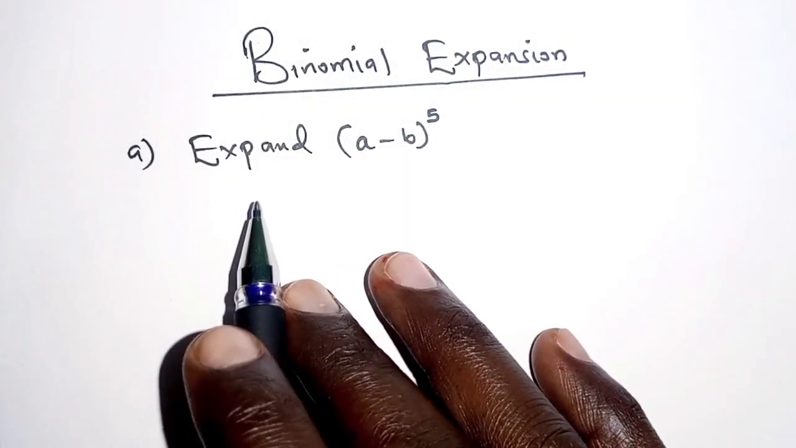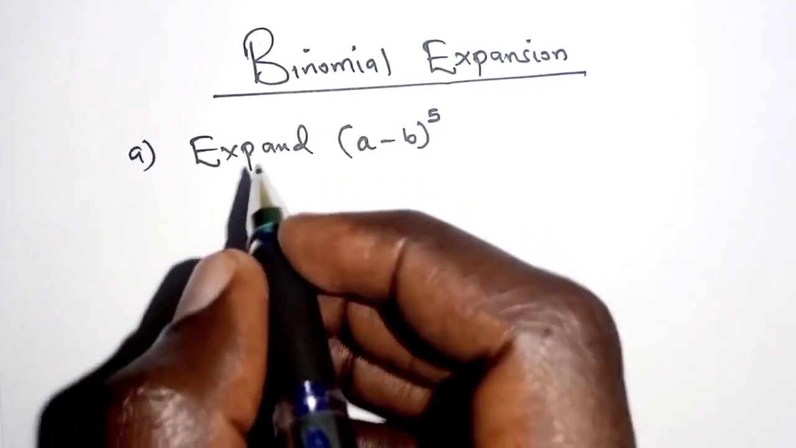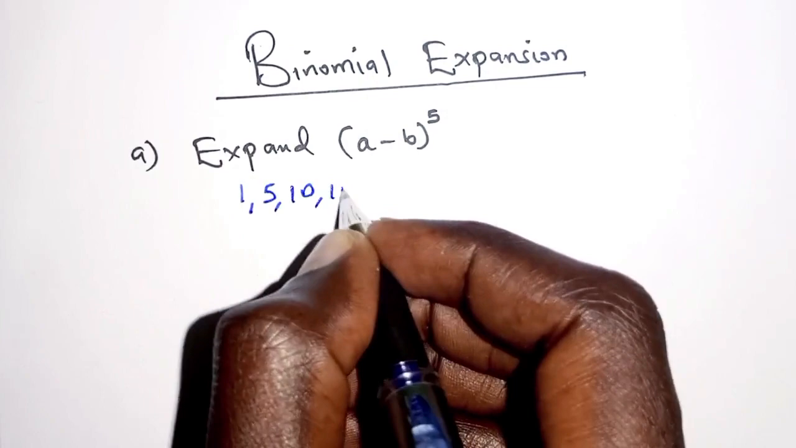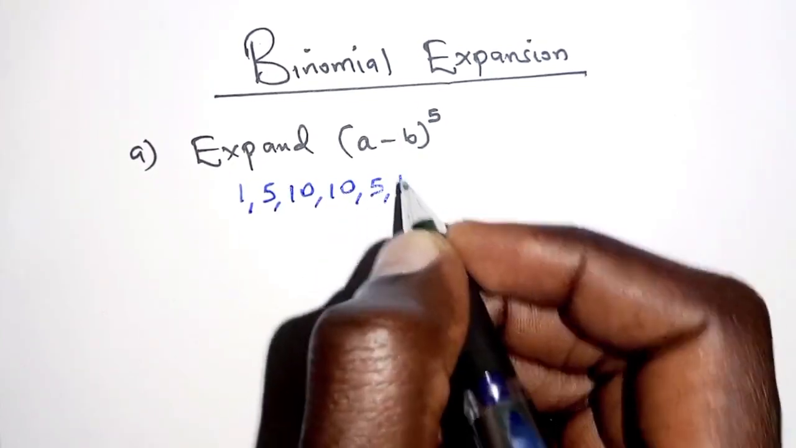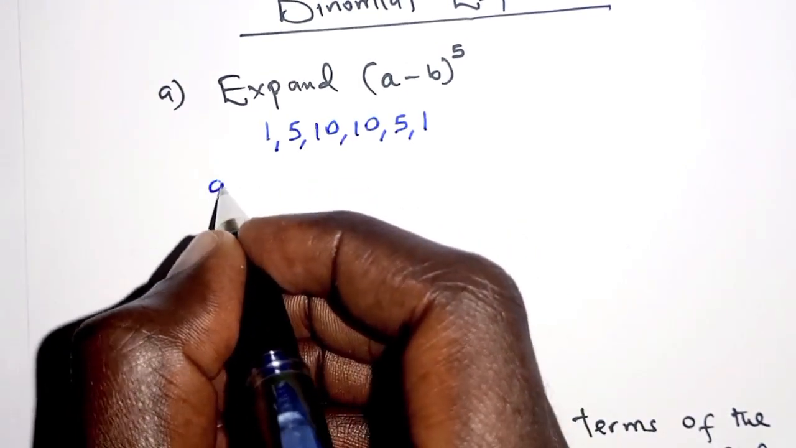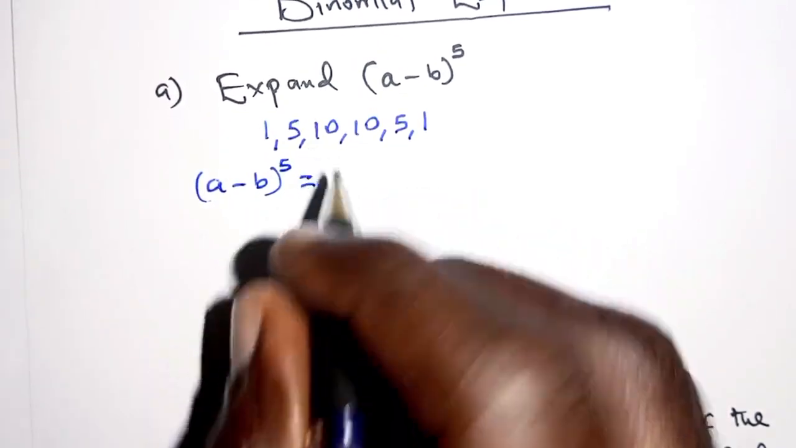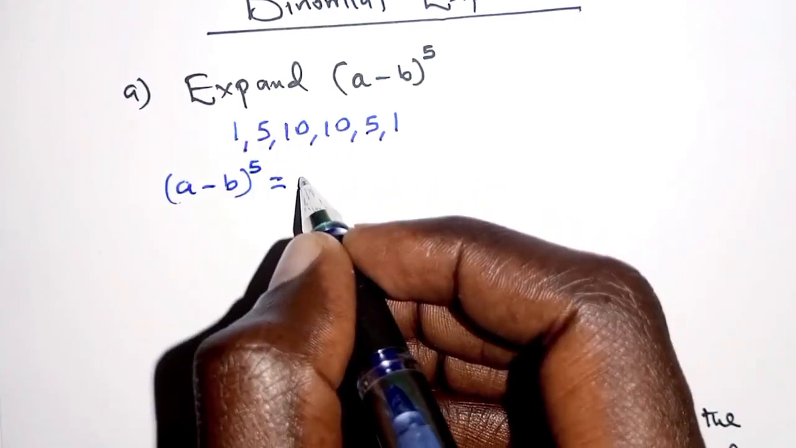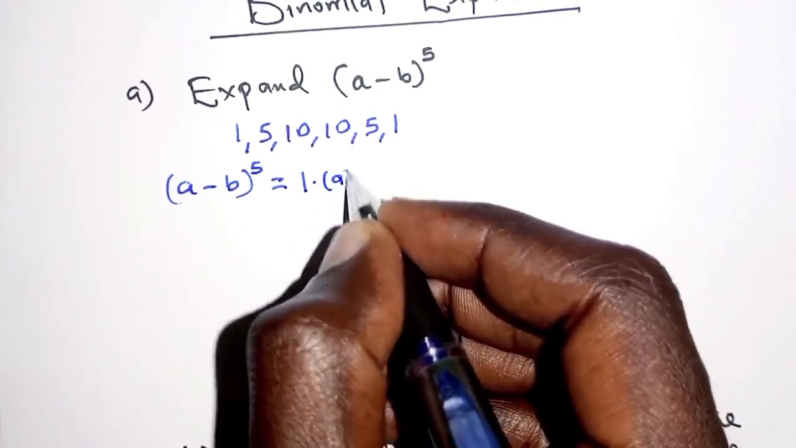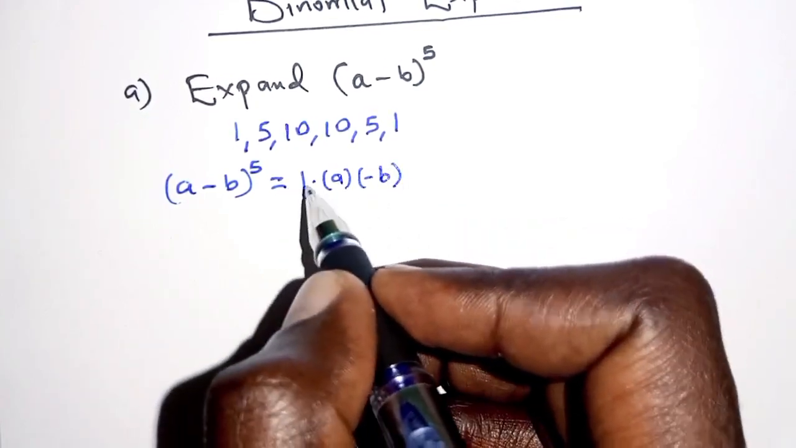The first step is to identify the binomial coefficients when the power of the binomial is 5. The coefficients are 1, 5, 10, 10, 5, and 1. We'll use these coefficients in the following manner. We have (a − b)^5. This becomes, for the first coefficient, 1, multiplied by a, then negative b. We're going to add their powers later.